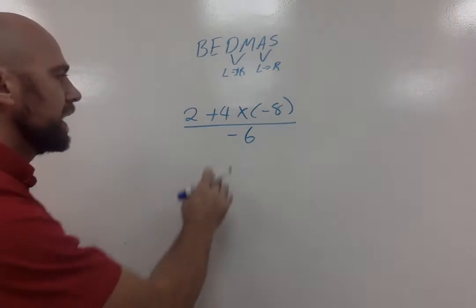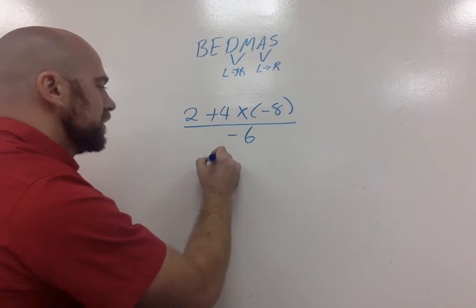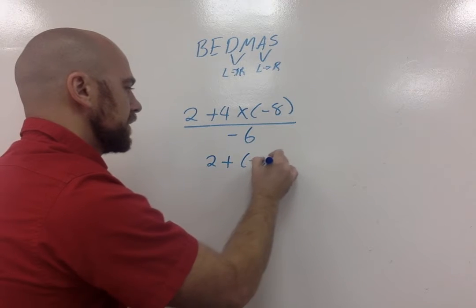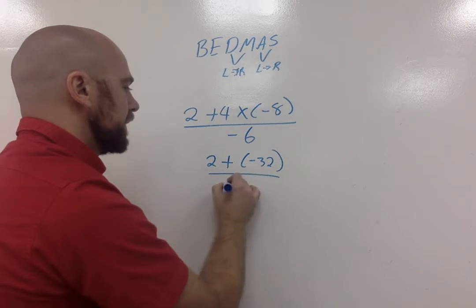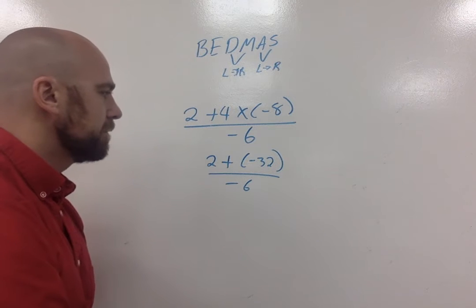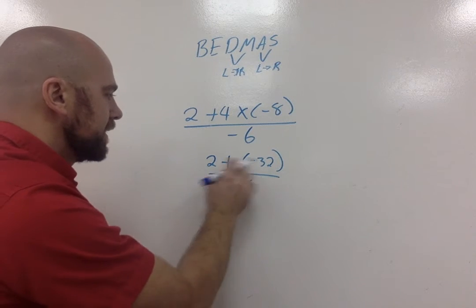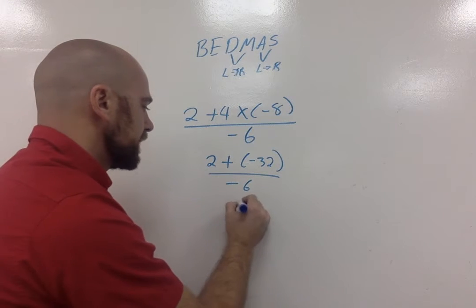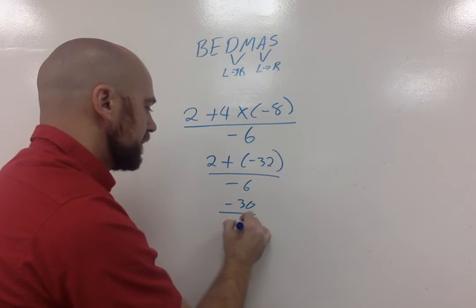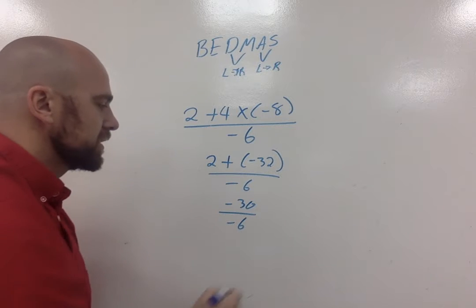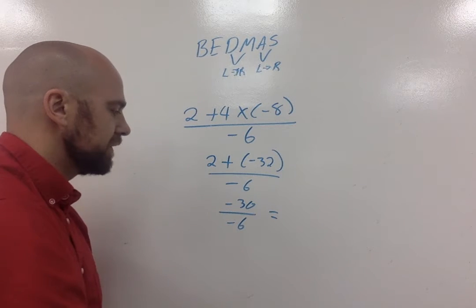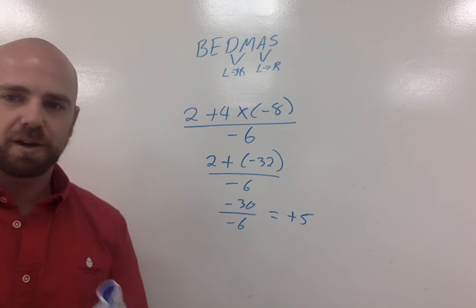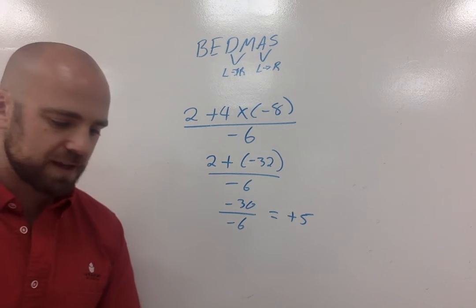As I'm going through, I have to do my multiplication first. So I'm going to get 2 plus, this is going to give me negative 32, all divided by negative 6. Okay, now I can do my addition. So 2 plus negative 32 is going to give me negative 30 divided by negative 6. And then I can go and answer this. Negative 30 divided by negative 6 is going to give me positive 5. So hopefully you were able to get that answer.